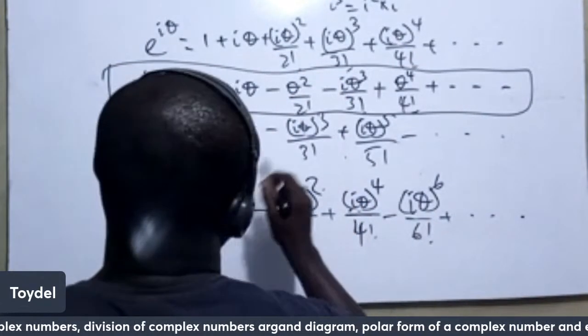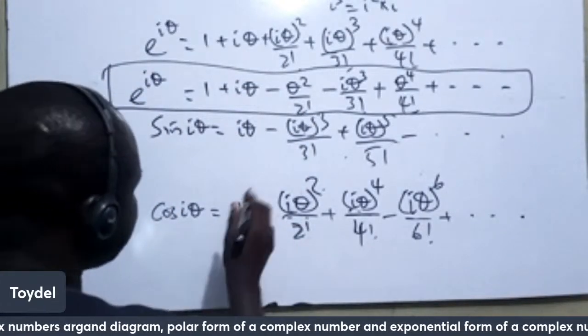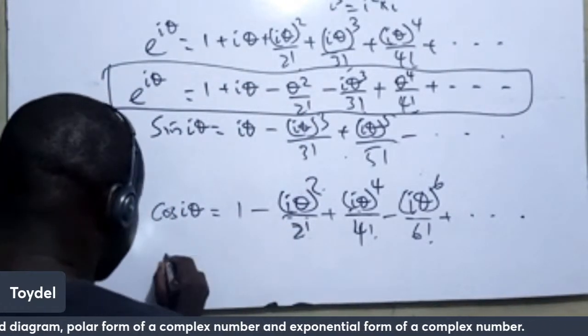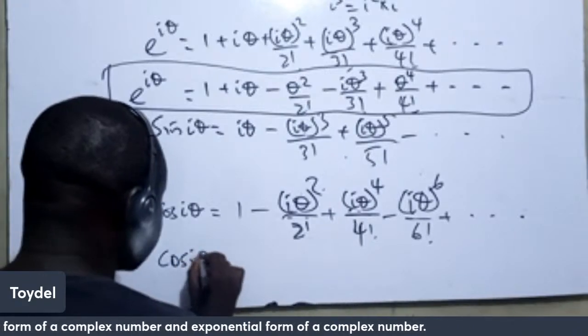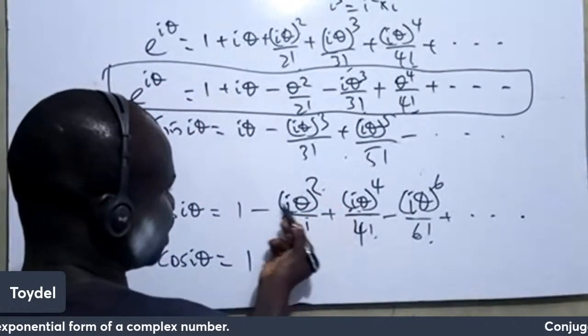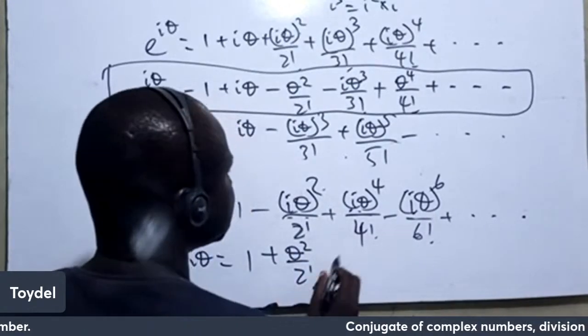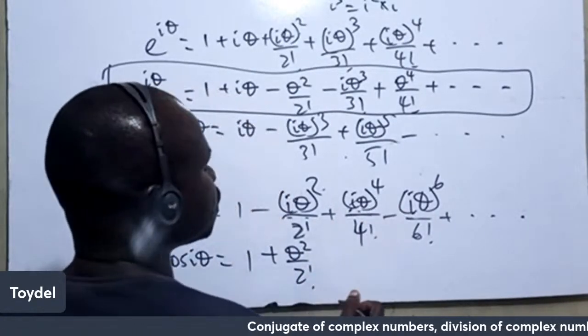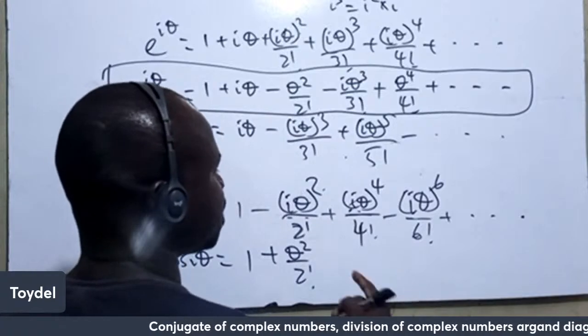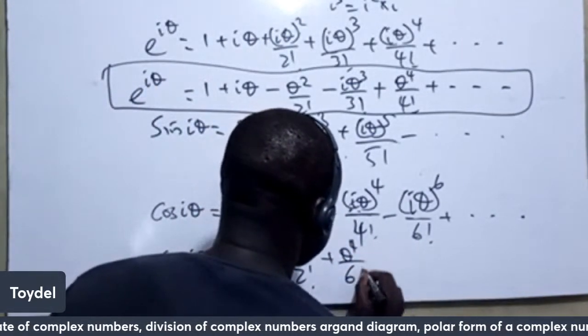This is what we are going to get, exponential i theta. Then if I expand this, cos theta will give me 1. i squared is equal to -1, so I'll get plus theta squared all over 2 factorial. Then i raised to power 4, that's i squared times i squared, that's the plus. I have plus theta raised to power 4 all over 4 factorial.